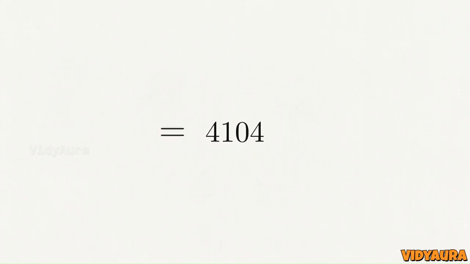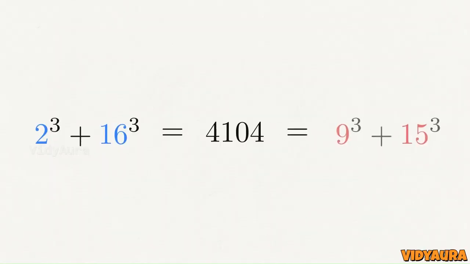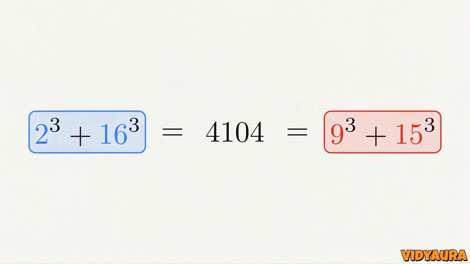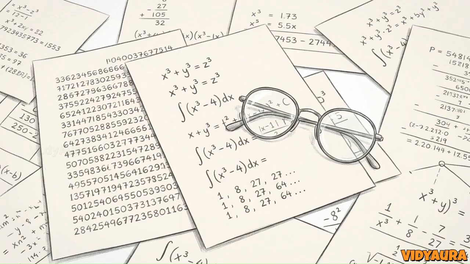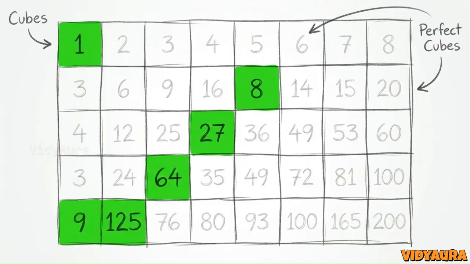It proves this property perfectly because it equals 2 cubed plus 16 cubed, but it also equals 9 cubed plus 15 cubed, 2 distinct cubic pairs resulting in the exact same sum. Ramanujan's legendary intuition was rooted in his daily familiarity with these numerical properties. Memorizing basic cubes up to 15 provides that same tactical advantage, making it possible to recognize these patterns as you encounter them.